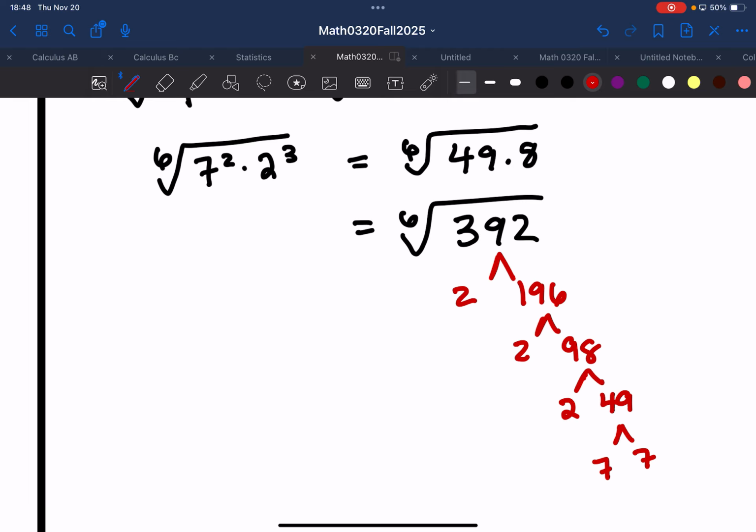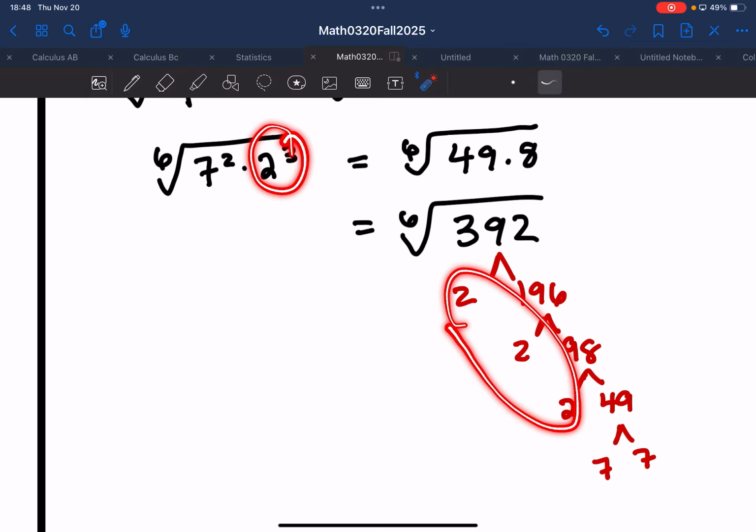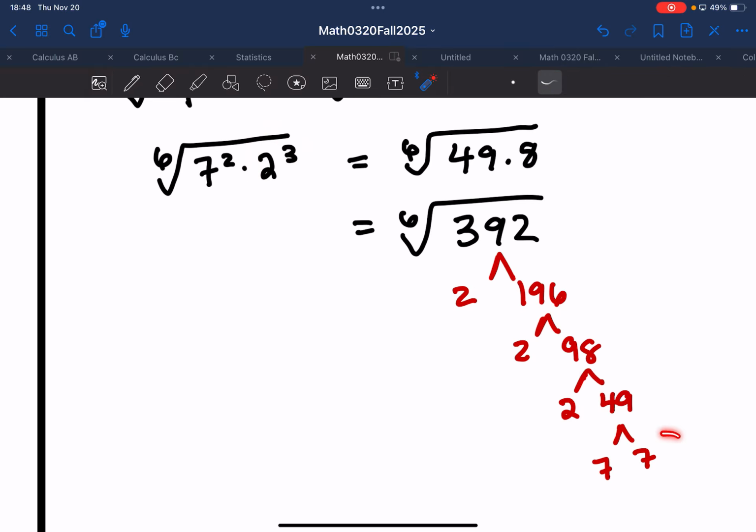Okay, does this look familiar? Yes. What does it look like? It's like the 7 squared. Uh-huh. And the 2 looks like the 2 cubed. Correct. So look, we have 3 2s. That's 2 cubed. We have 2 7s.